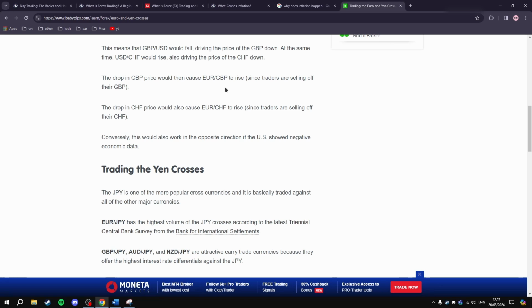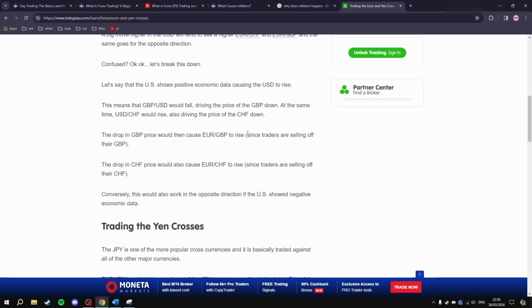The drop in GBP price would then cause EUR/GBP to rise, since traders are selling off their GBP. The drop in CHF price would also cause EUR/CHF to rise, since traders are selling off their CHF. Conversely, this would also work in the opposite direction if the US showed negative economic data.